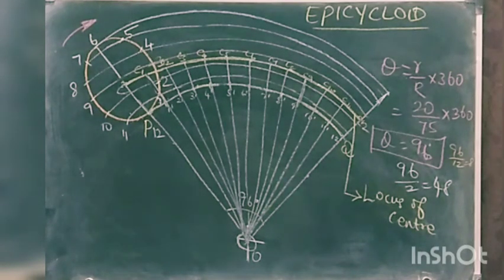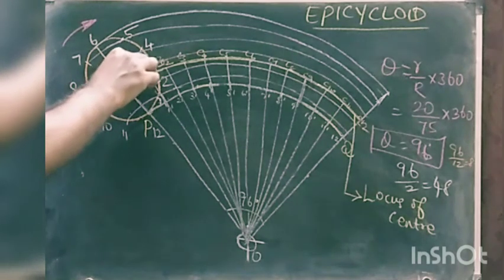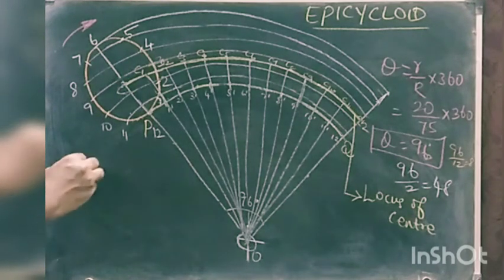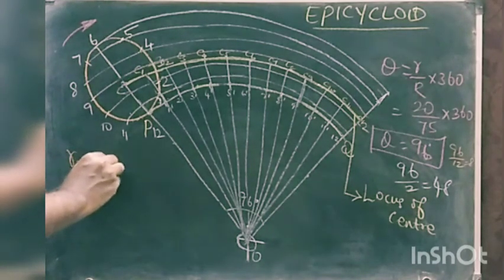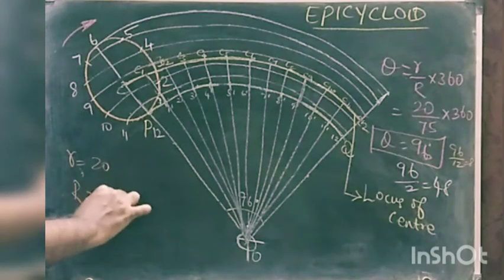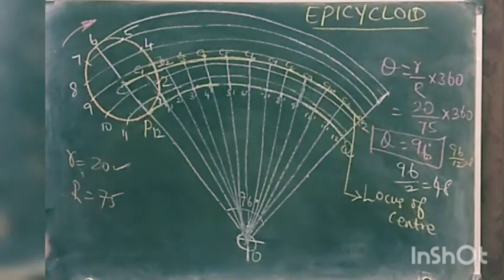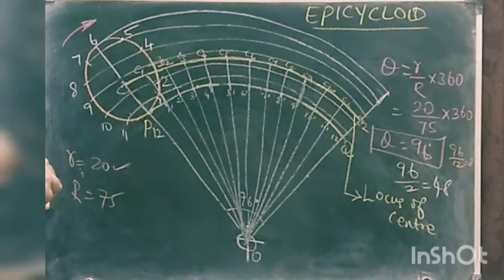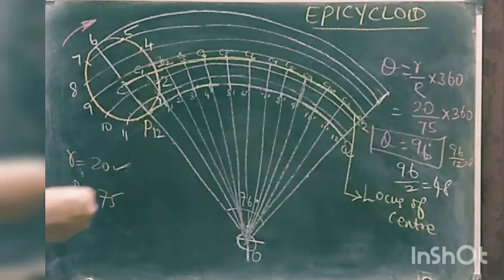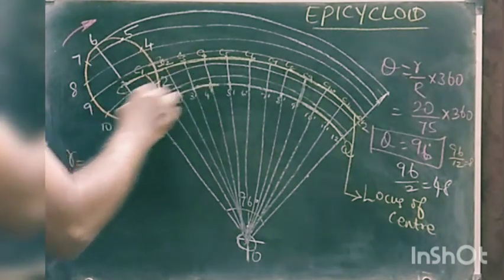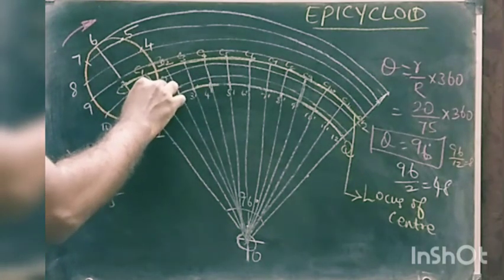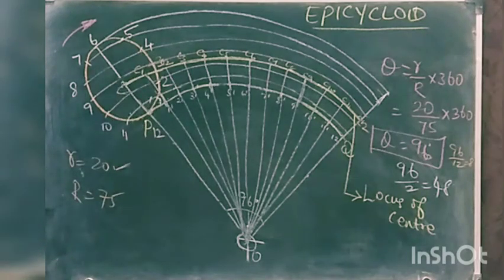Now, my next step is, place your compass at the point C1, take the radius of this rolling circle. This radius of the rolling circle is nothing but small r equal to 20. Capital R is 75. So take small r value, the radius of the rolling circle, as 20 mm. Place your compass at the point C1 and cut an arc. Where we need to cut the arc is very important. Cut an arc at the corresponding first line, see here, this 11 and 1, this arc. That arc is very important. So, I will mark it here.